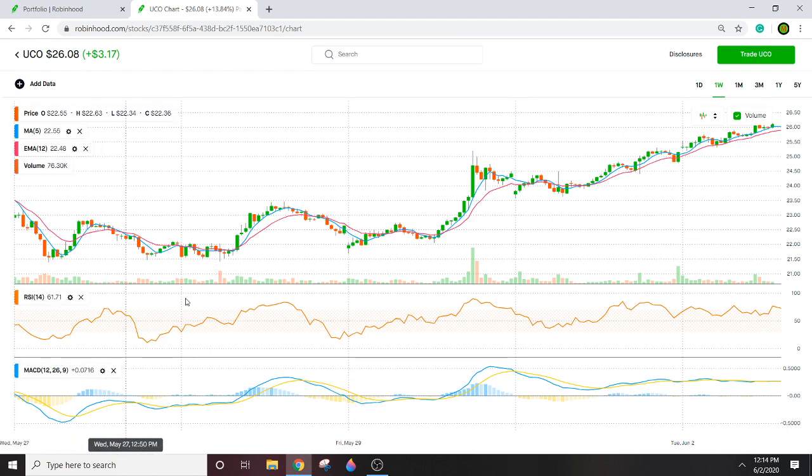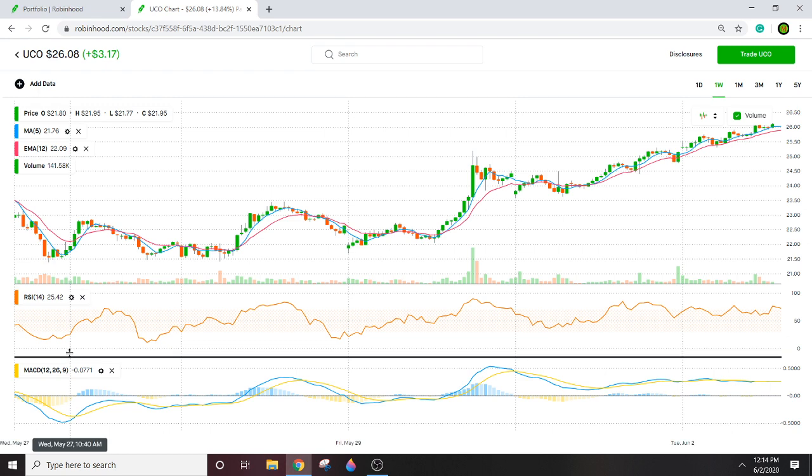So what it does is that you pick a time frame, right? So for right now, we're using UCO as an example. UCO goes up when the value of oil goes up, or the usage of oil. So right now, since they're reopening states and stuff like that, UCO's going up and went up $3 in the past week. So that's pretty good.